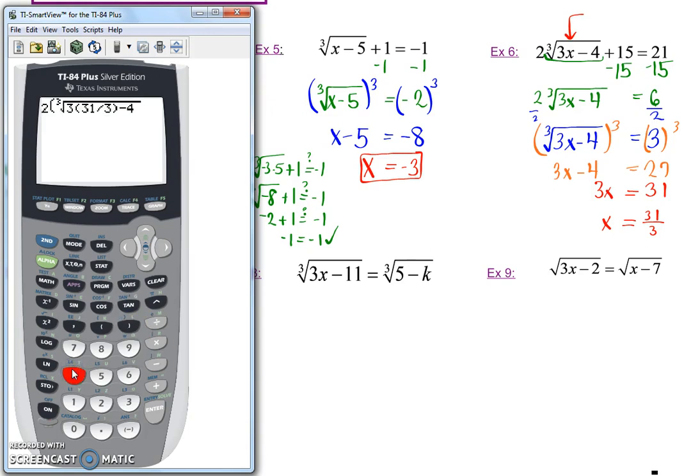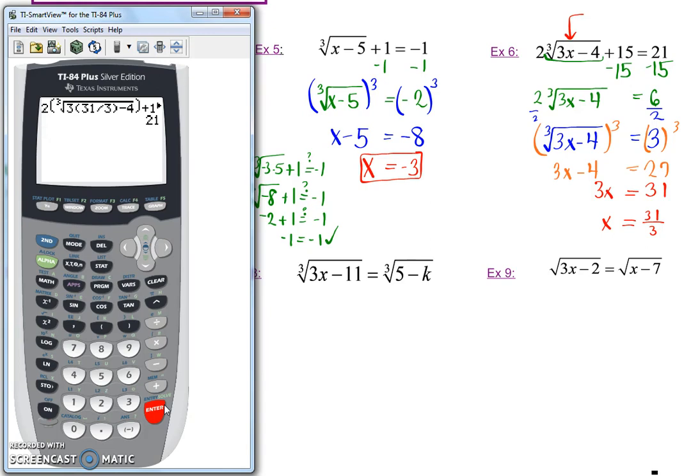So I have 3 times 31 over 3 minus 4. Okay, and I'm going to come outside. I'm going to close that radical. Plus 15, and we get 21. So we just checked. We got what was on the right side, so we're good to go.